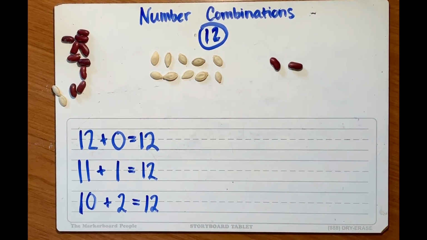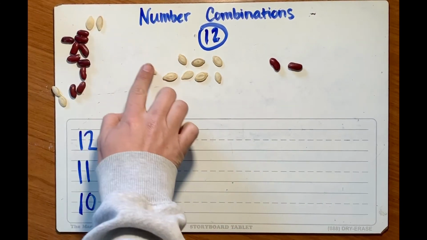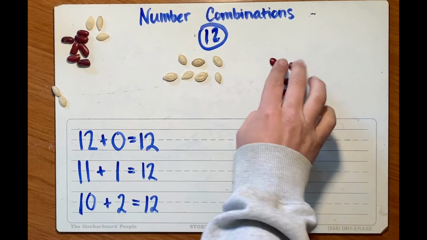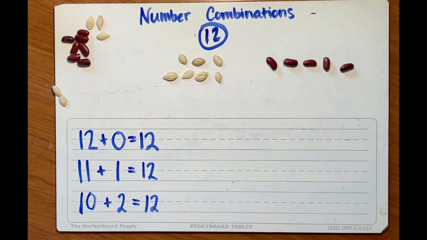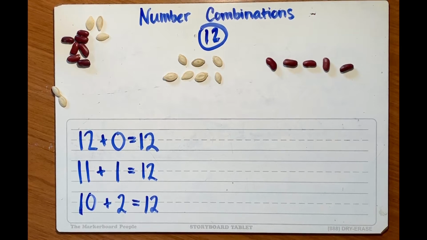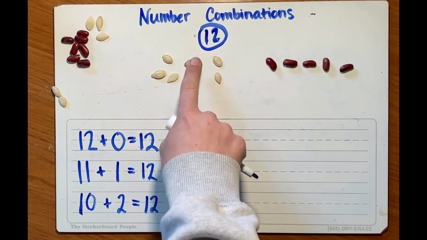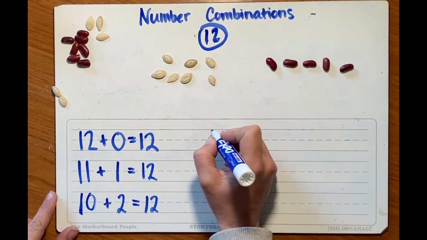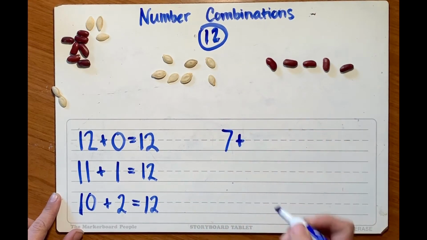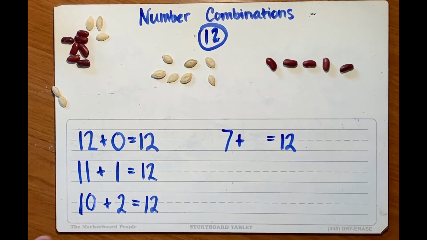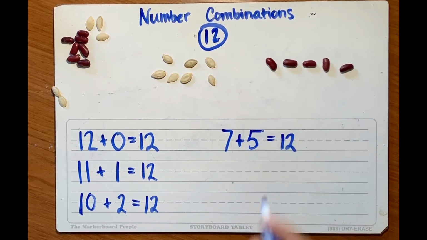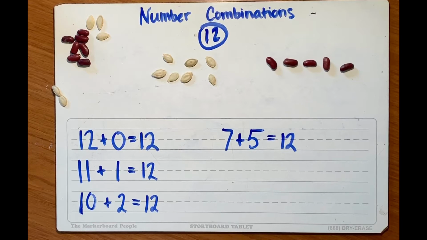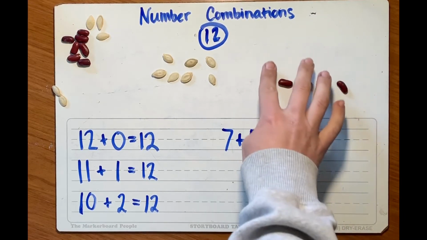So now we're going to get a little tricky. Now we have some white beans and some brown beans. The white beans have the higher number, so we're going to start counting from there. 1, 2, 3, 4, 5, 6, 7. 7 plus what equals 12? Well, let's find out. 1, 2, 3, 4, 5. I could also use my counting backwards method and say 12, 11, 10, 9, 8, 7.